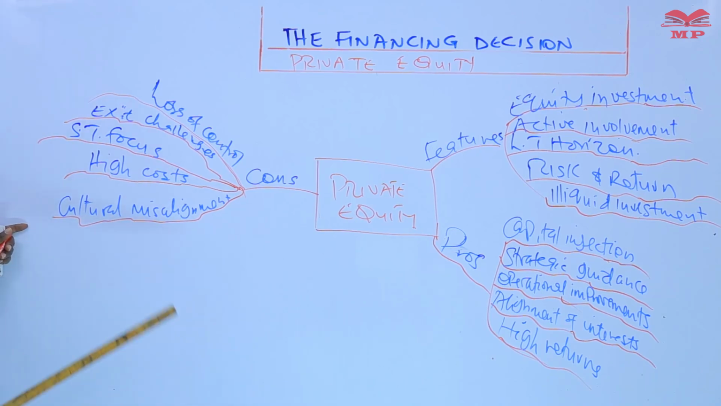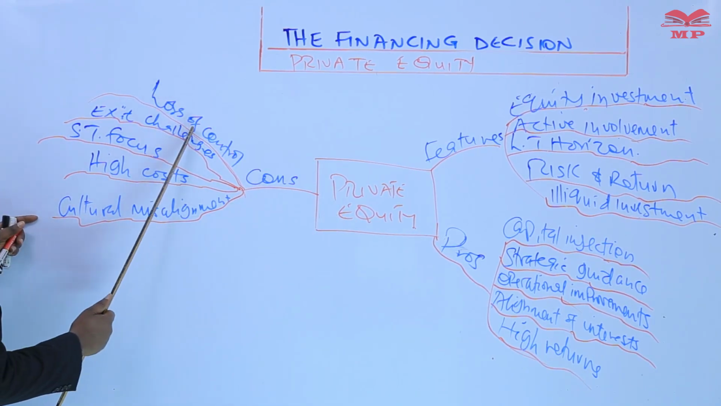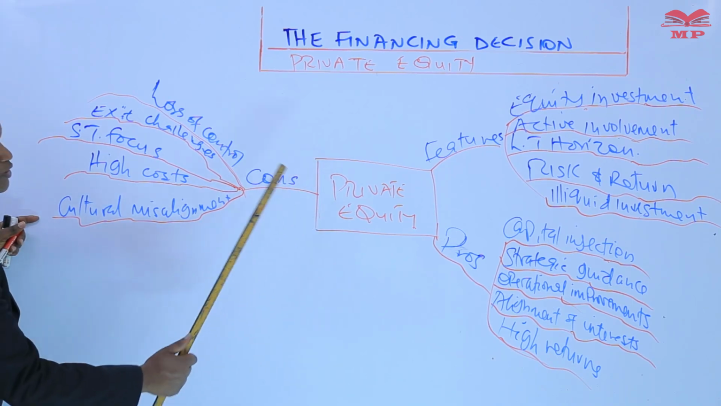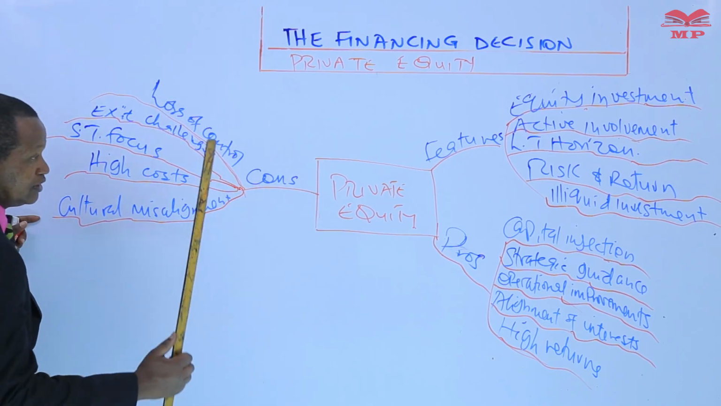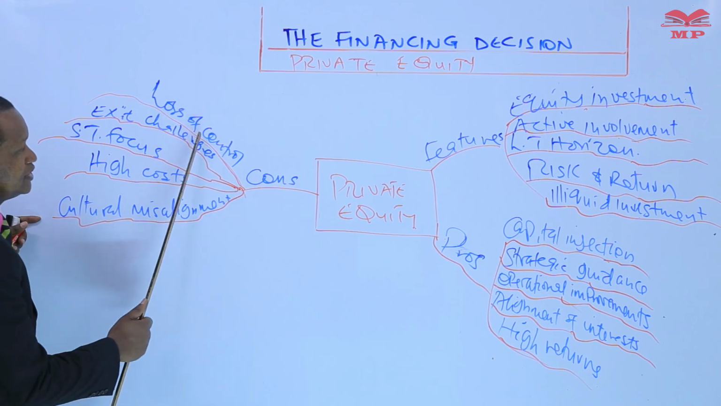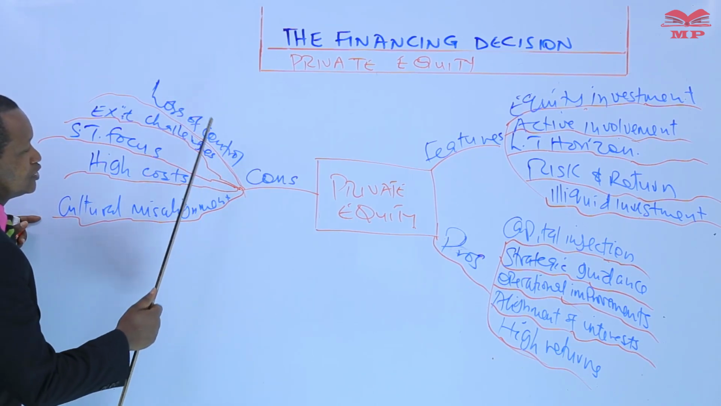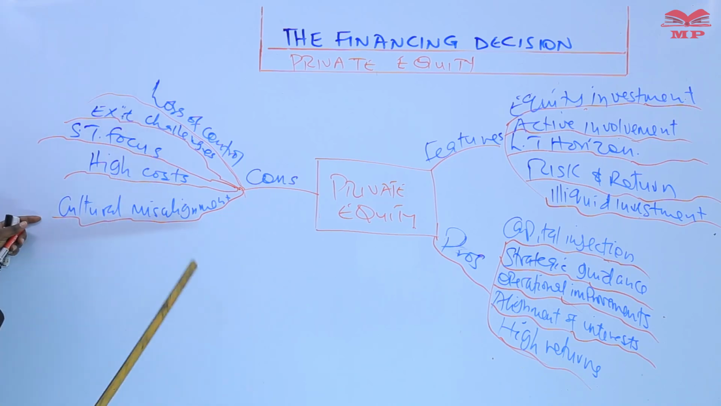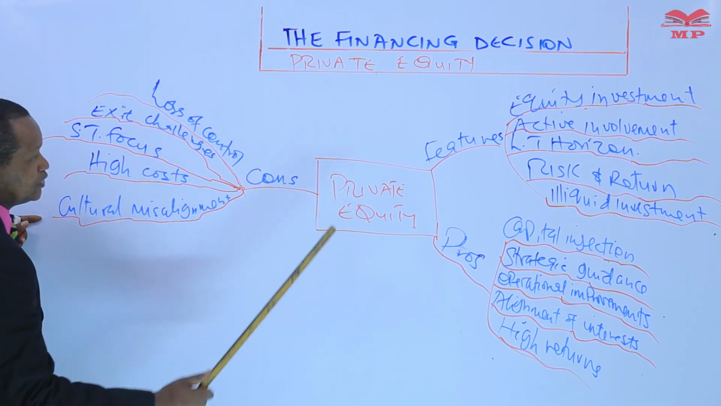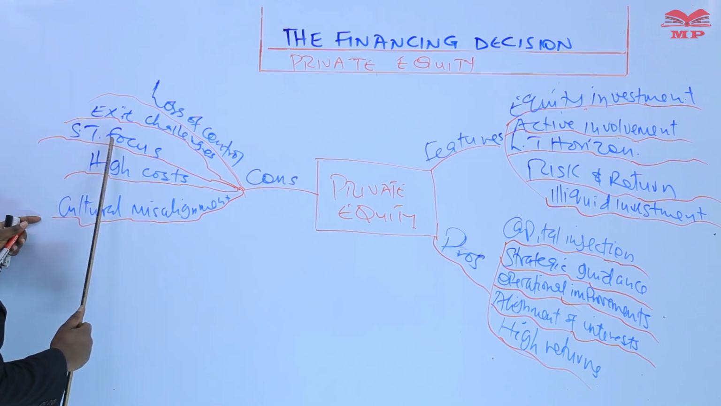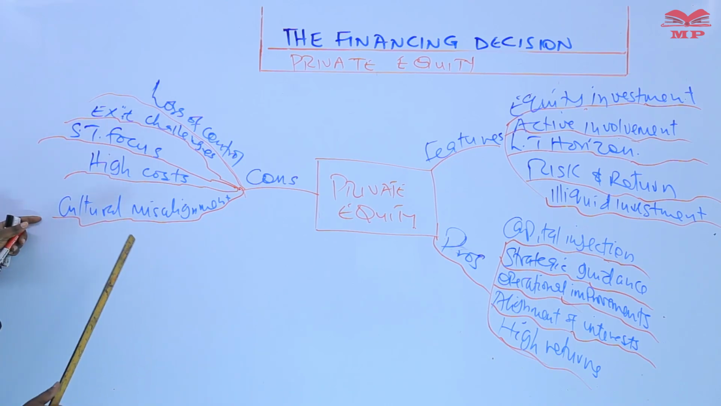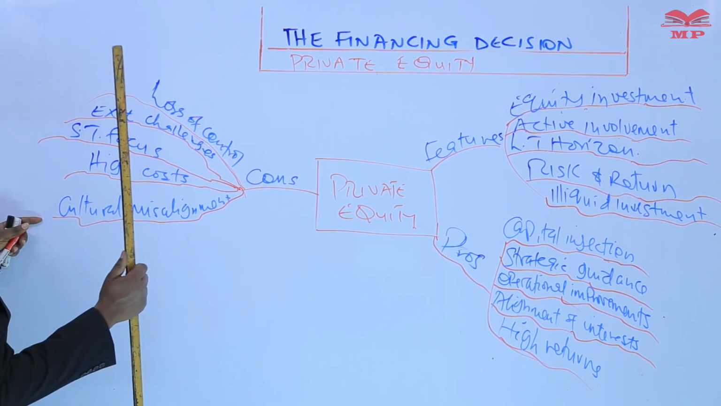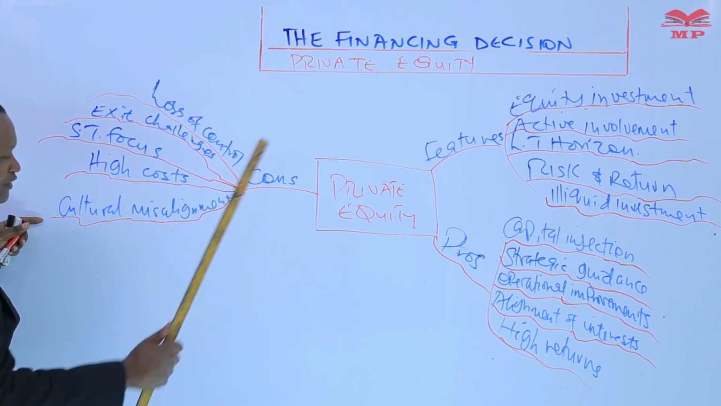Lastly, we've discussed the disadvantages of private equity. One is loss of control, by the mere fact that the private equity investors may become shareholders in the company in which they invest, and then the existing management and shareholders may lose control of the company. Number 2, there are also exit challenges. There is a problem with the short-term focus. There are high costs. And lastly, cultural misalignment. So these are 5 disadvantages, 5 benefits, and 5 features.